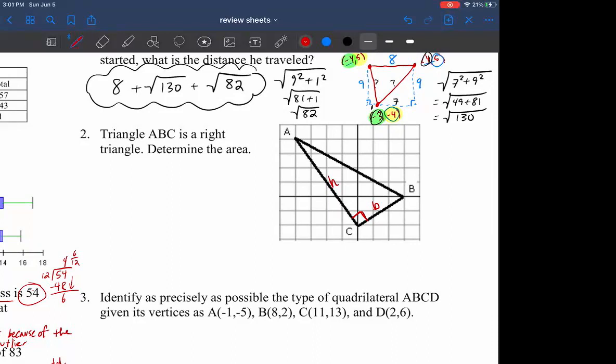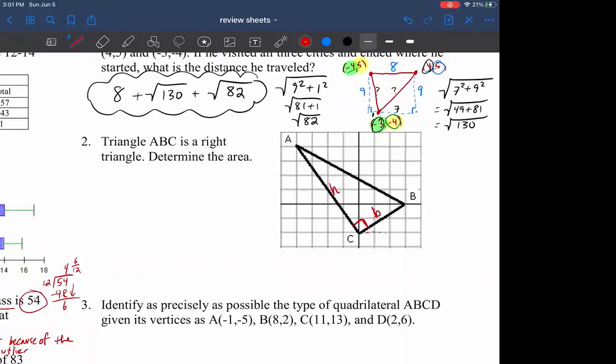Because they told us it's a right triangle, we know what the height is, and the base would be the other side. So let's find these. To do this, we're going to use Pythagorean theorem and the distance formula on the side. So this is 2 tall, 3 wide. So the b value would be the square root of 2 squared plus 3 squared, which is the square root of 4 plus 9. That's the square root of 13. That's not a nice value, so we're going to leave it like it is.